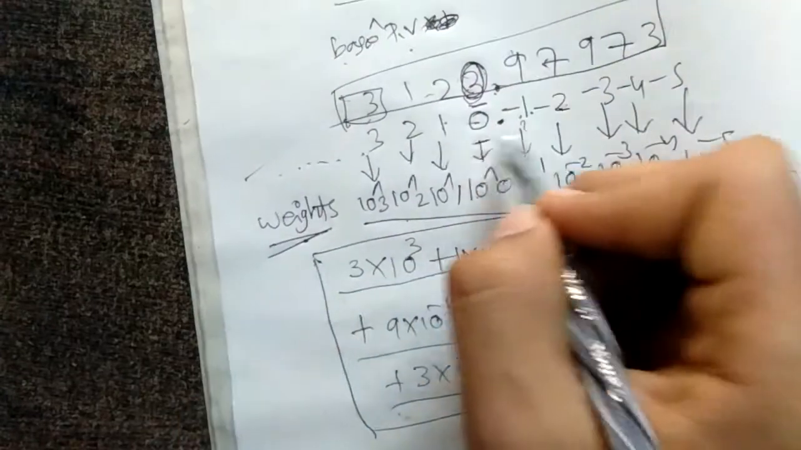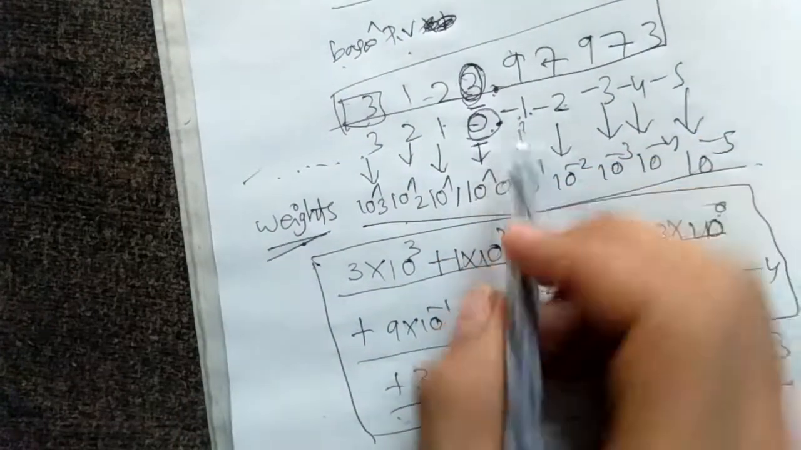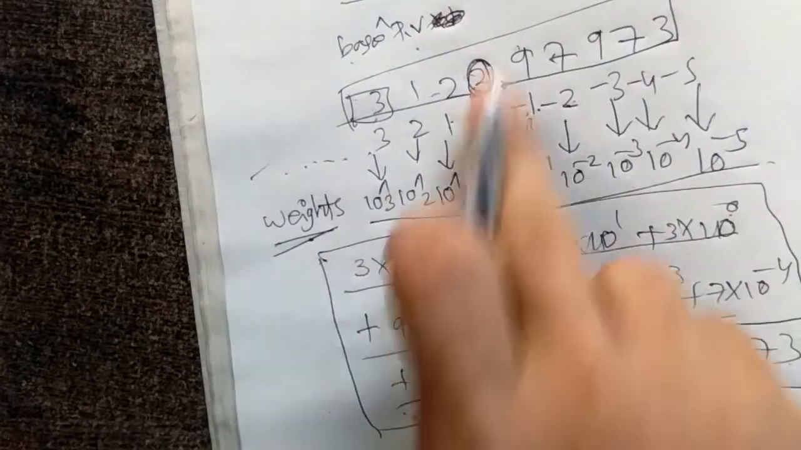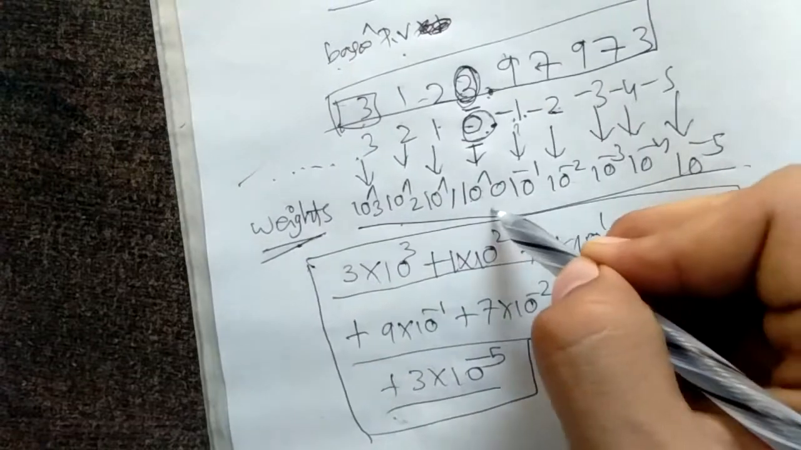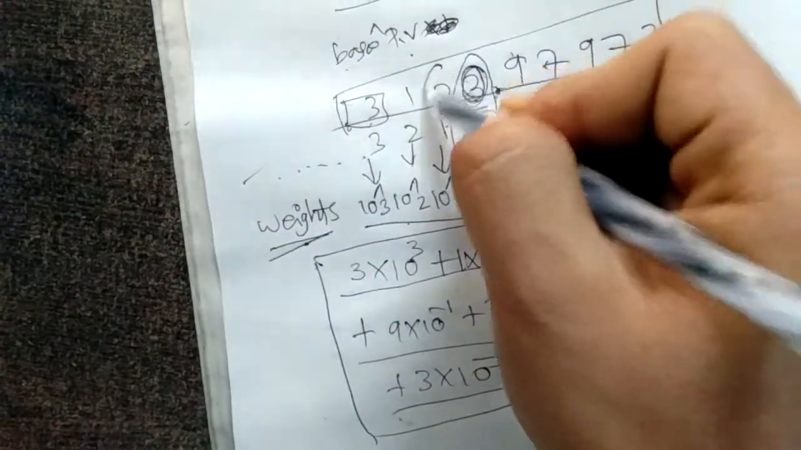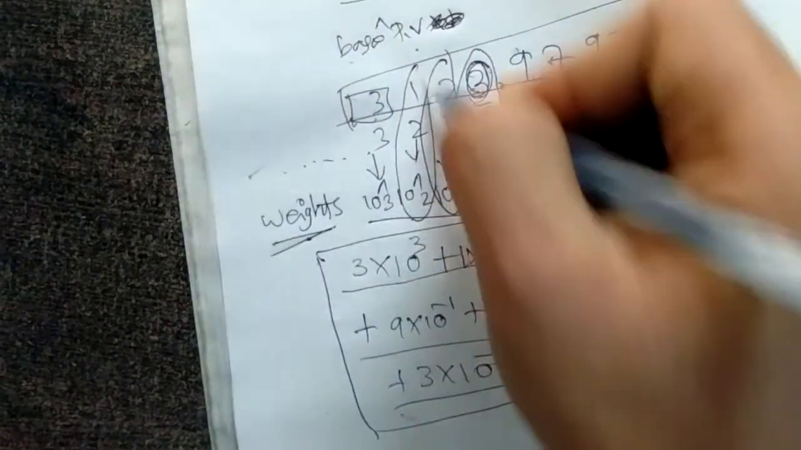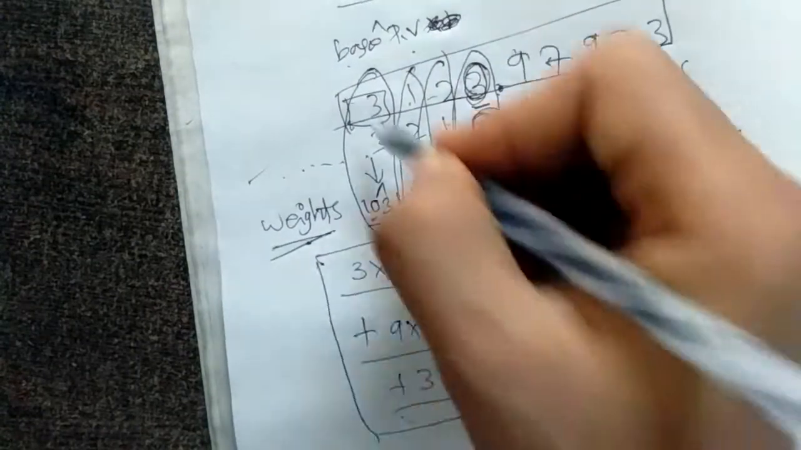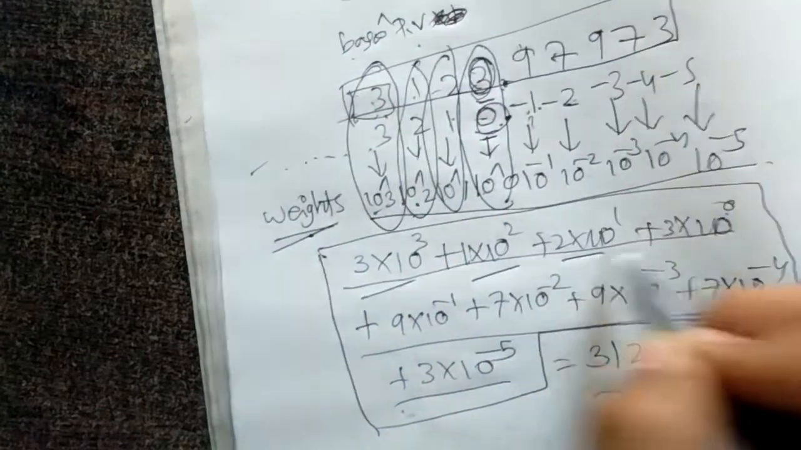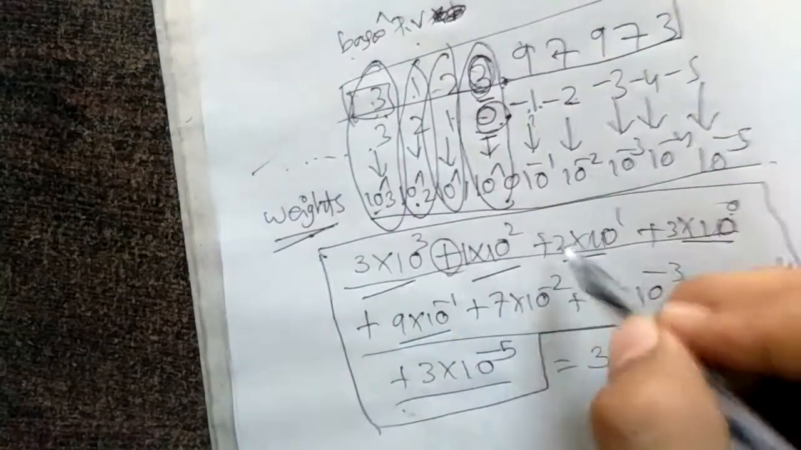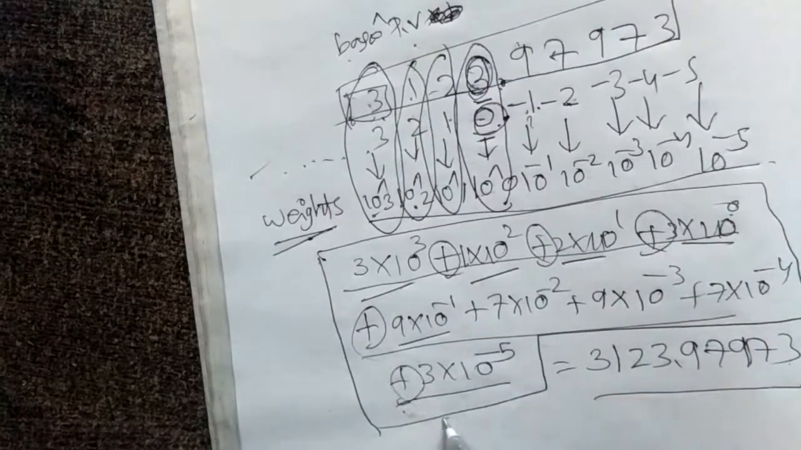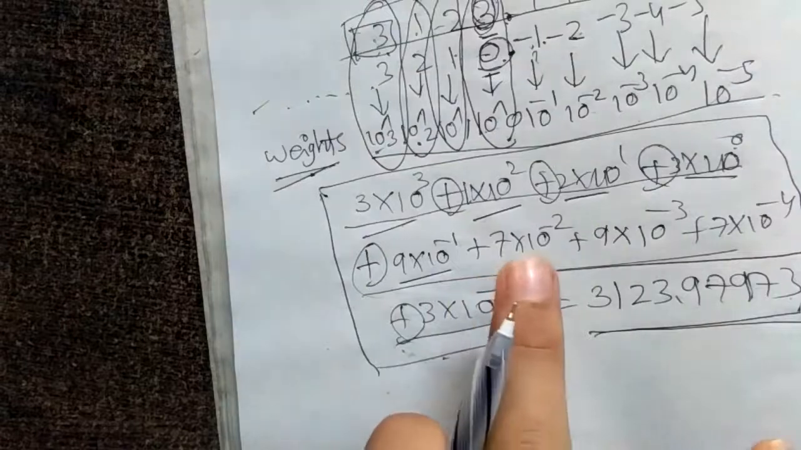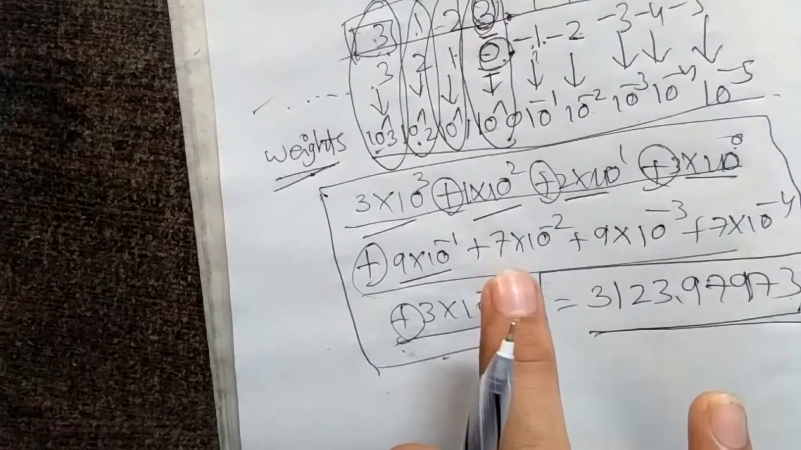How do you get a weight? The base is raised to the power of the position value, and then you get your weight, and then multiply that weight with your corresponding face value for each digit. 10 raised to the power of 2 into 1, 10 raised to the power of 3 into 3. So each corresponding one you are going to multiply, and then finally you are going to add each one. So after adding that, you are going to get the final number. This is how you get the number of a given system.